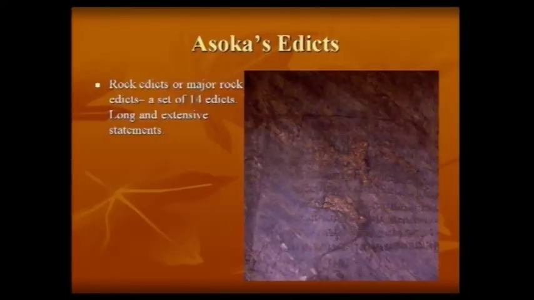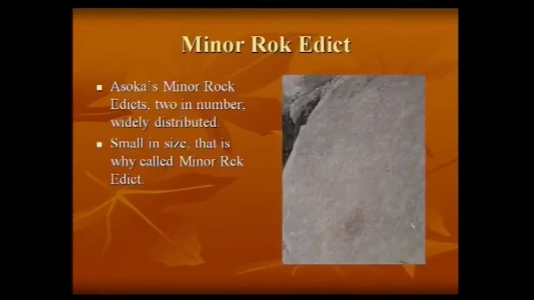We have 14 Rock Edicts, also called major Rock Edicts. There are also 2 sets of minor Rock Edicts. Now, the difference between the major Rock Edicts and the minor Rock Edicts is simply in size. The major Rock Edicts are extensive statements issued by or at the instruction of Asoka. The content of the minor Rock Edicts is shorter in size.